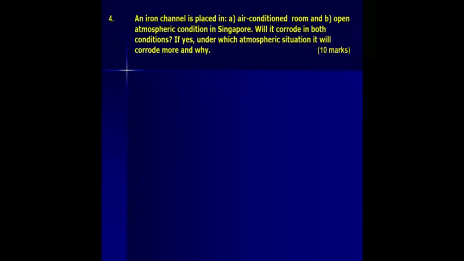An iron channel is placed in air-conditioned room and in open atmospheric condition in Singapore. Will it corrode in both conditions? If yes, under which atmospheric condition it will corrode more and why? So now here we are trying to compare the dry oxidation characteristic of iron and the wet corrosion characteristic of iron. We have seen that air-conditioned room is less than 60% humidity, so it's a dry condition. And if you recall your oxidation reaction law, iron at the room temperature acts with logarithmic law.